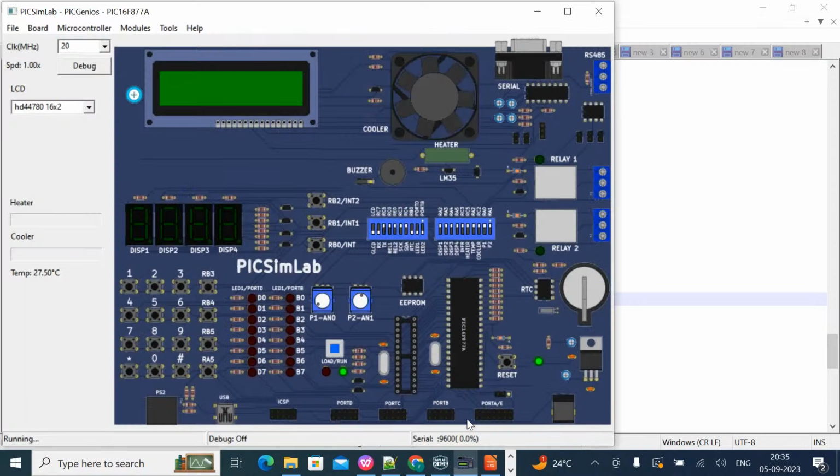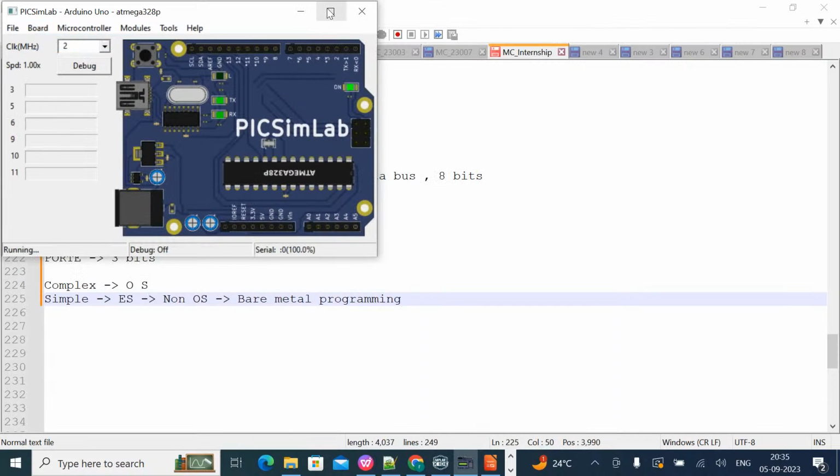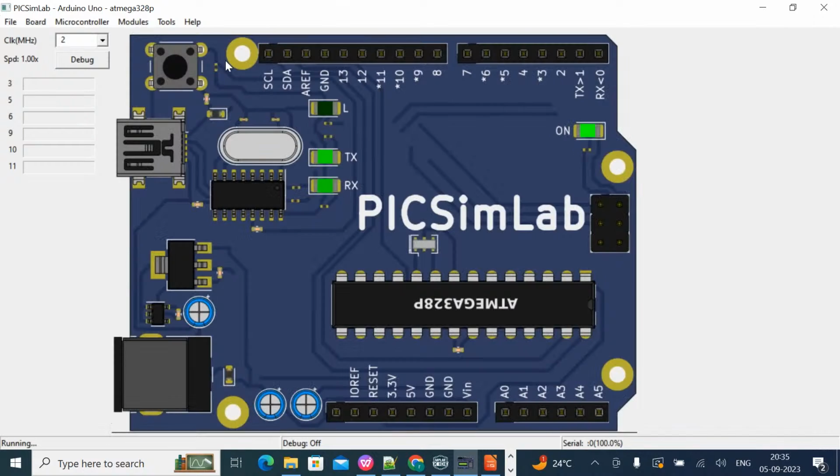Yeah, see here. Right now in front of you, you will be able to see this board. Don't get confused here. Many of you have worried that you installed the Pixim Lab, but ma'am is having a different board. So how to load the required board? I will guide you, don't worry. As we are going to run our next program in the next class, at that time we will see how to load these things.